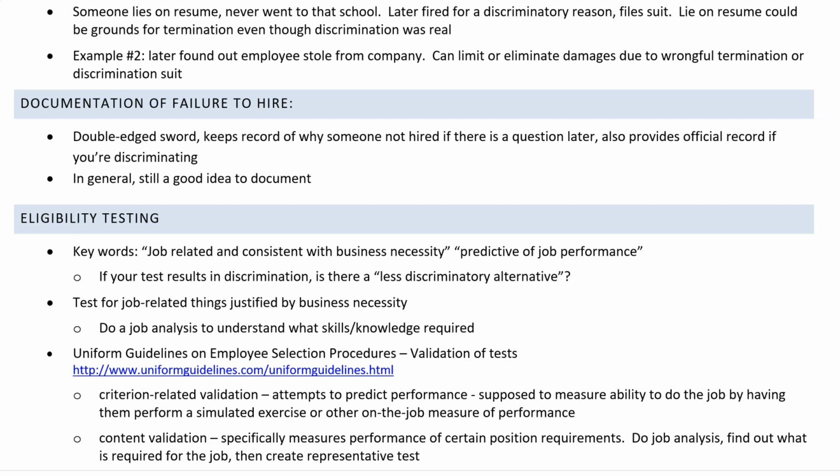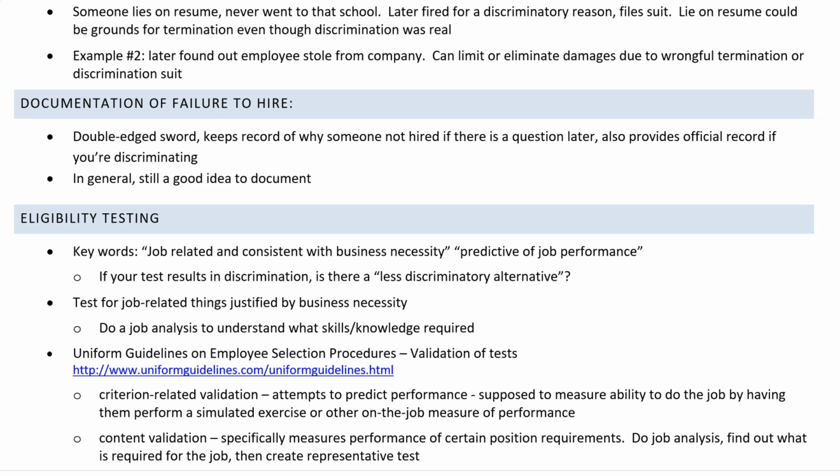Now, we'll talk just a minute about record keeping. Here we're talking about a company keeping records of who applied, who was hired, who wasn't, who was fired, what were those reasons, things like this. And it's a double-edged sword. If you're doing the right things as a business, it's a good idea to keep these records because they can be used to defend yourself later on, if there was a lawsuit or somebody's suing you for something and you don't think you did anything wrong.